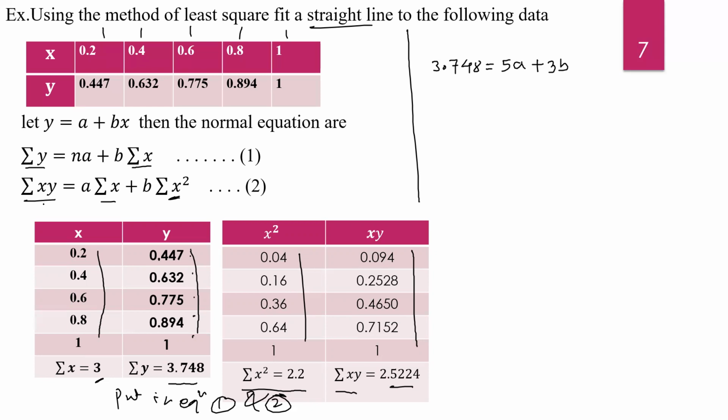Now next, summation xy. Summation xy, that is 2.5224, is equal to summation x. Summation x is 3, and this a, that is 3a, plus summation x square, that is 2.2, and b, 2.2 into b.